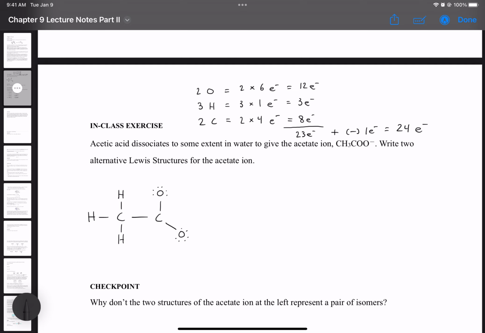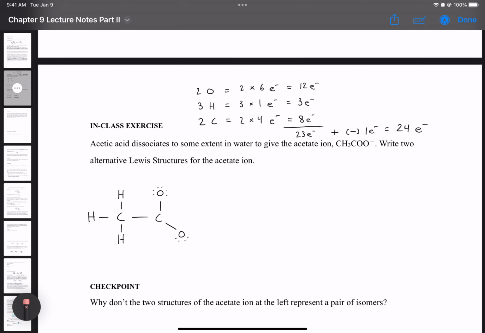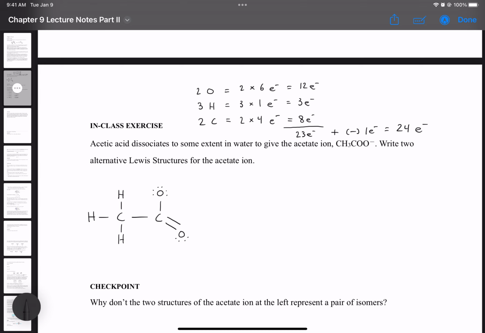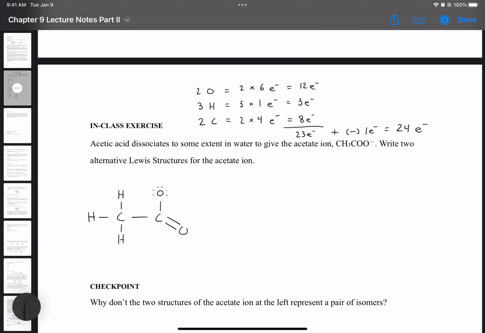However, carbon doesn't have an octet. So let's move one of these lone pairs into a double bond. We're going to take that lone pair and make it a double bond. Now the oxygen atom and the carbon atom have an octet because we decided to share one of the non-bonding pairs of electrons on oxygen between oxygen and carbon. That helps satisfy the octet rule for both of these atoms.